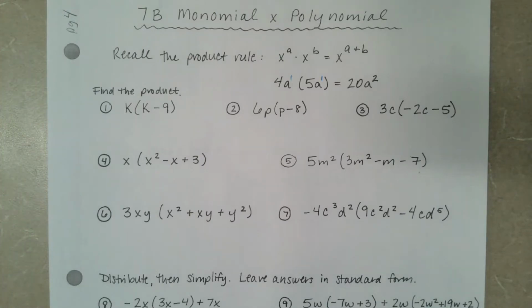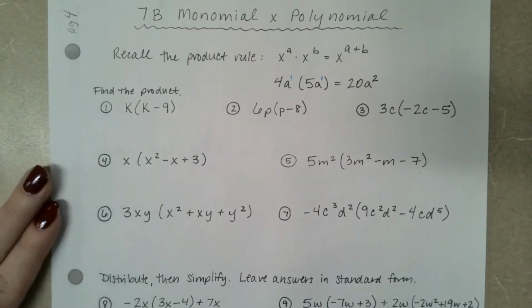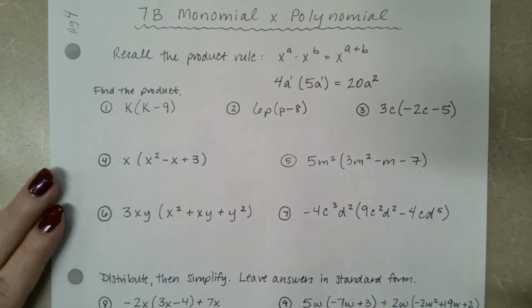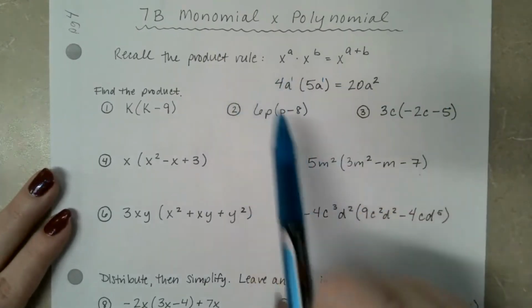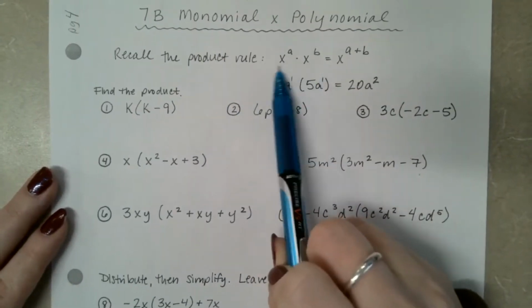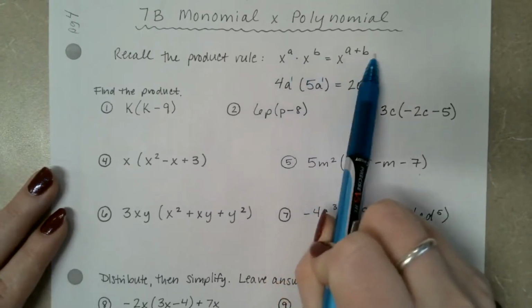Today we're looking at section 7b, monomials times polynomials. Something that will be helpful for us today is to recall the product rule. Product rule says if you have two bases that are the same, you can add their exponents.